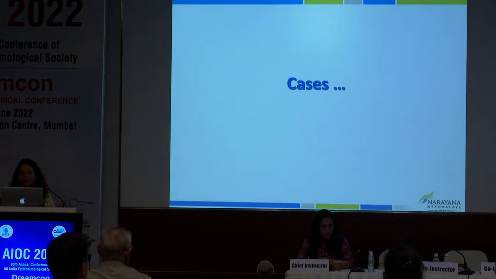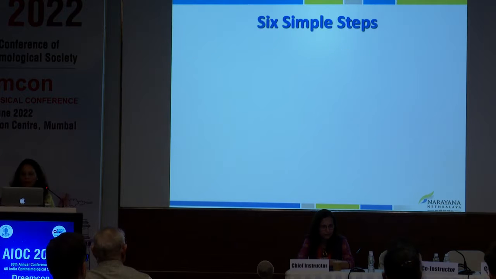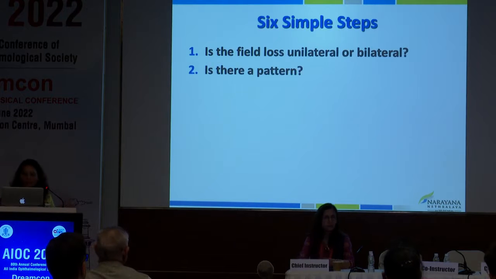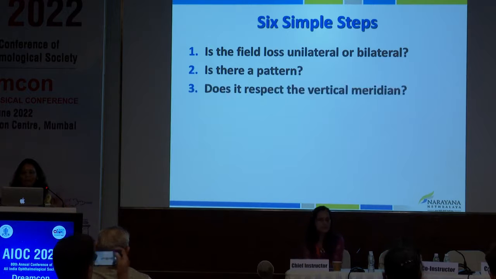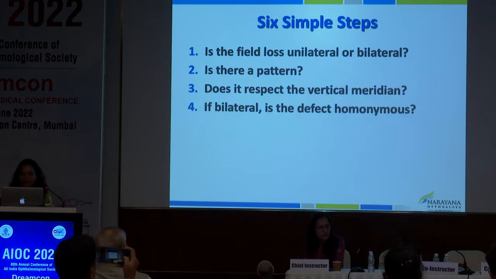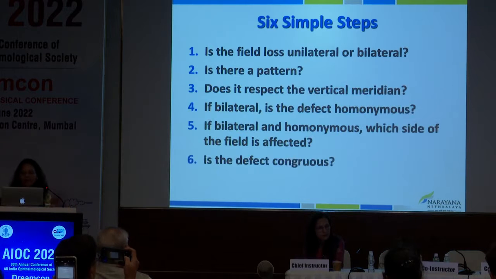So now once we know that, let's look at a few of these cases to see how to evaluate. Six important questions: is the field loss unilateral or bilateral, what is the pattern, does it respect the vertical meridian, if it's bilateral, is it homonymous, which size is it, and is the defect congruous.